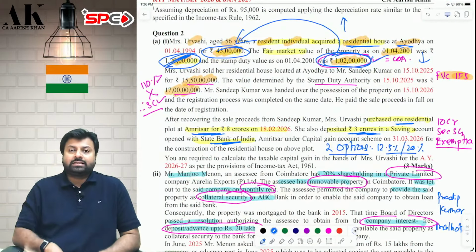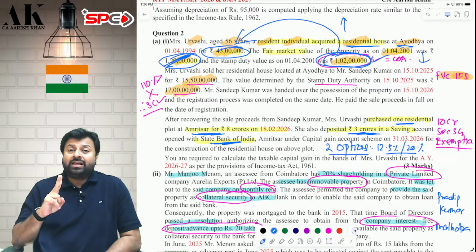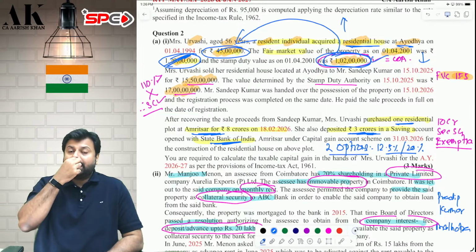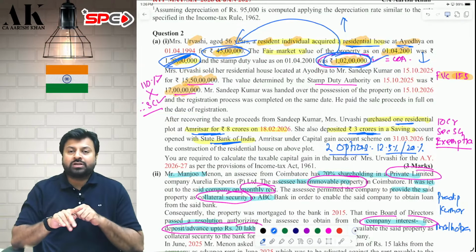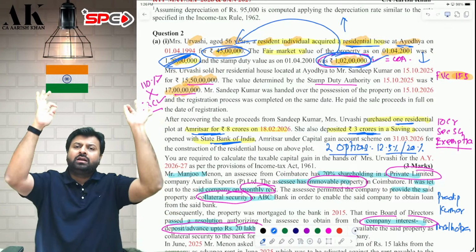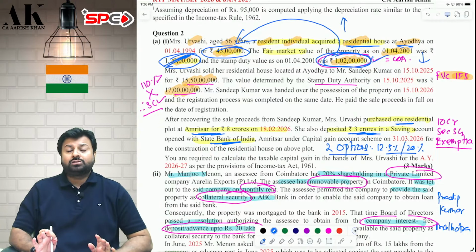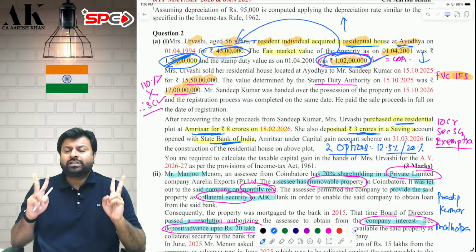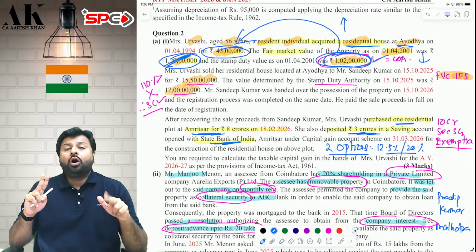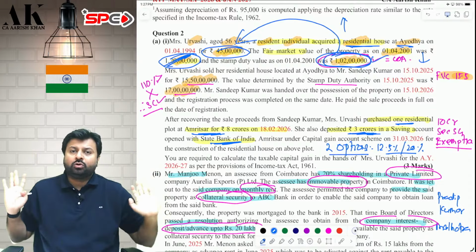You can write down in the examination because Urvashi is a resident. She has purchased land and building before 23rd July and she is selling land and building after 23rd July. So Urvashi also has one more option: don't take indexation and claim 12.5%. Whatever is more beneficial. Sorry, Urvashi has two options. Don't take indexation, take 12.5%, or take indexation and take 20%. Whichever is more beneficial, Urvashi can do that.